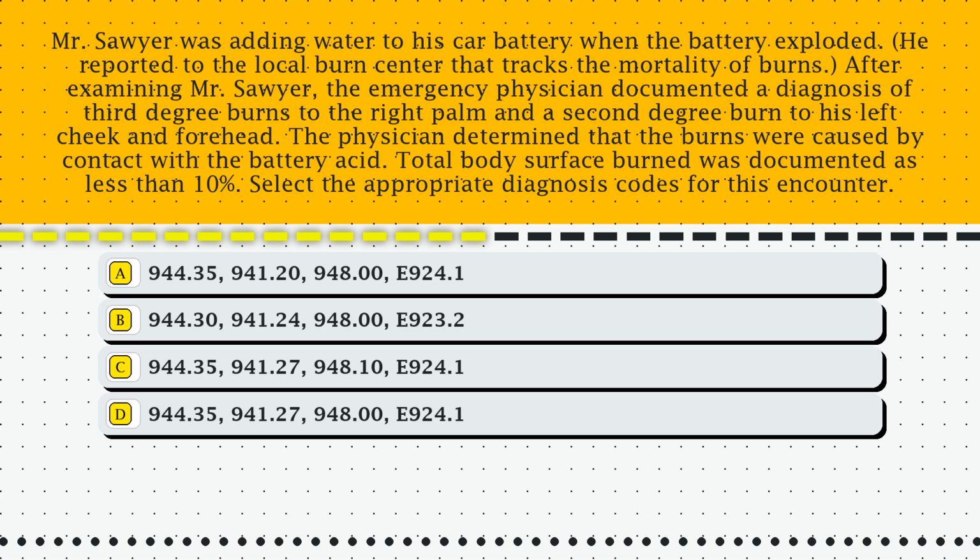Option A, 944.35, 941.20, 948.00, E924.1. Option B, 944.30, 941.24, 948.00, E923.2. Option C, 944.35, 941.27, 948.10, E924.1. Option D, 944.35, 941.27, 948.00, E924.1.